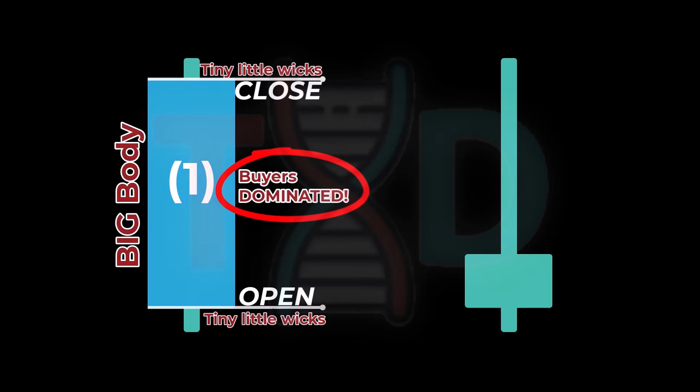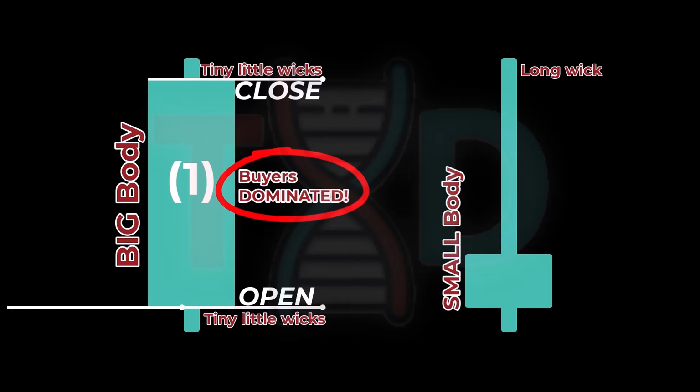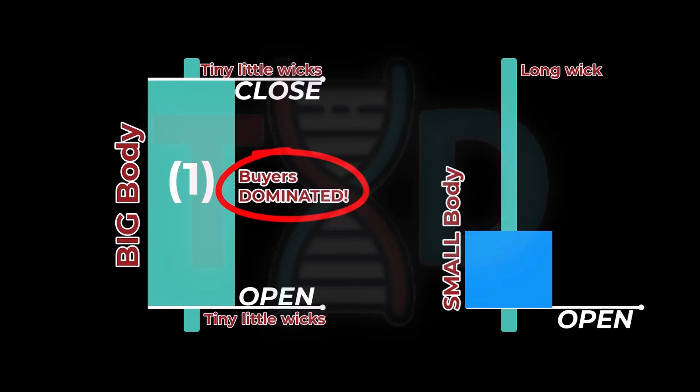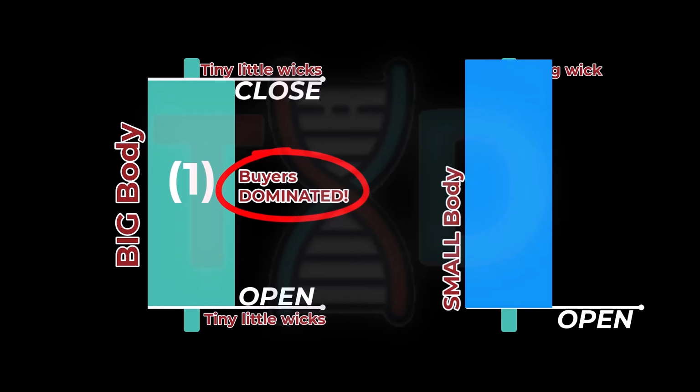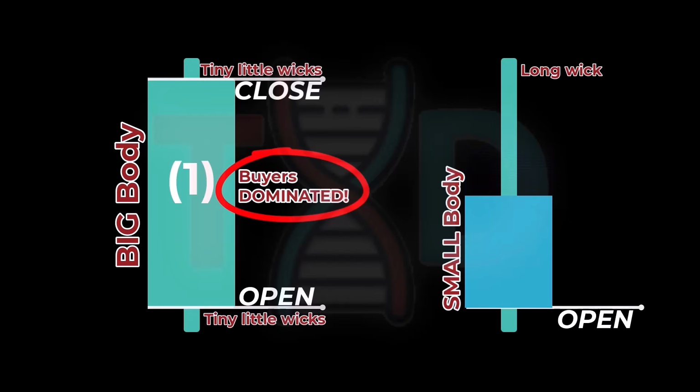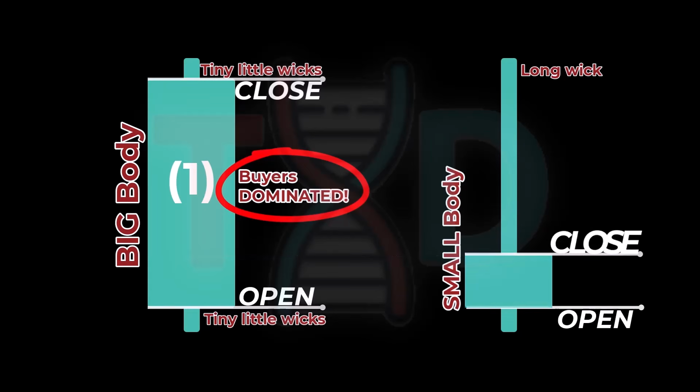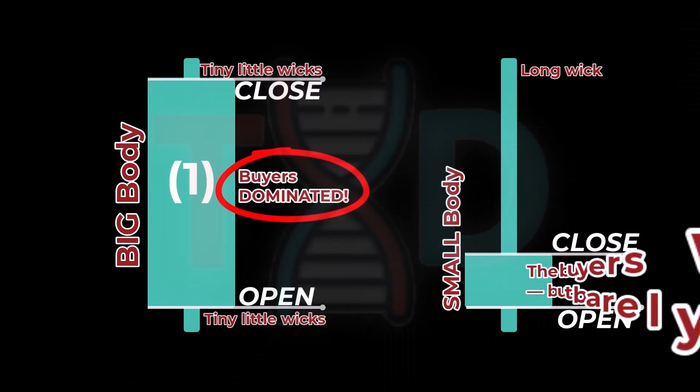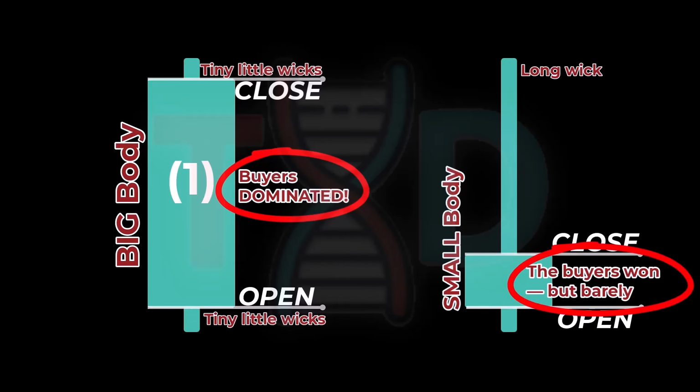Now let's compare that to a second green candle, but this one has a much smaller body and longer wicks. Here's what's going on. The price opened, buyers pushed it up again, just like before, but this time the sellers weren't sleeping. They came back hard, dragged the price back down almost to where it started. Sure, the candle still closed green, but only barely. So what does that tell us? It means the buyers won, but barely. It was more like a 51-49 battle.